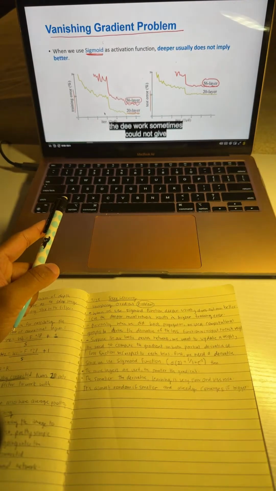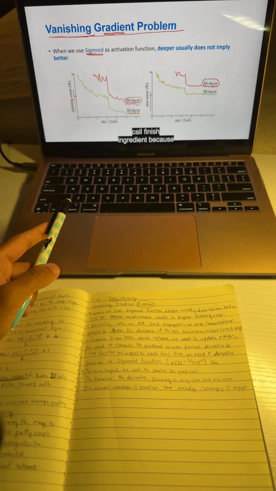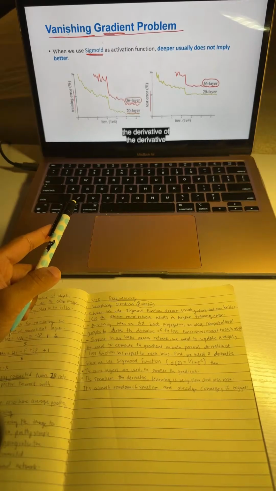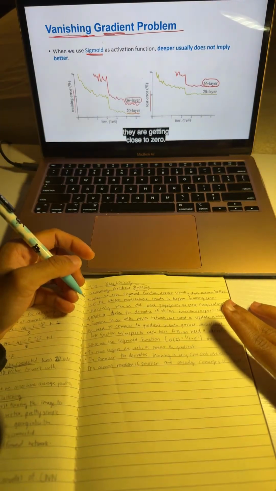No matter what, sometimes it will not give us better accuracy. This is what we call vanishing gradient, because the gradient, the derivative of the loss function with respect to the first layers, is getting close to zero.